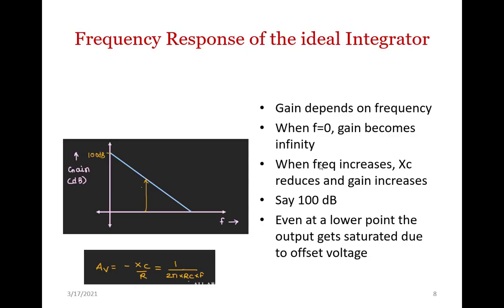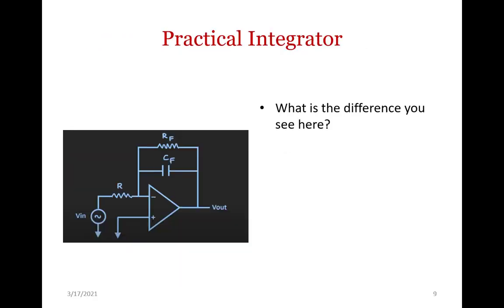So, the gain depends on the frequency. The frequency response of an ideal integrator is shown here. Because of this problem, that this capacitor is dependent on frequency and the gain changes with frequency, it is necessary that we introduce another component. You see the difference here: you have a resistor in parallel with the capacitor in this feedback loop.